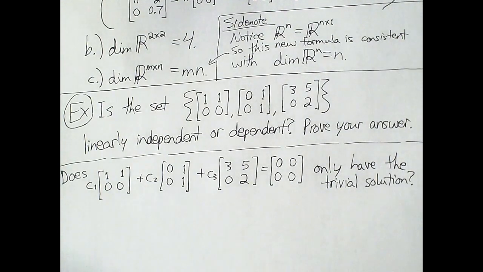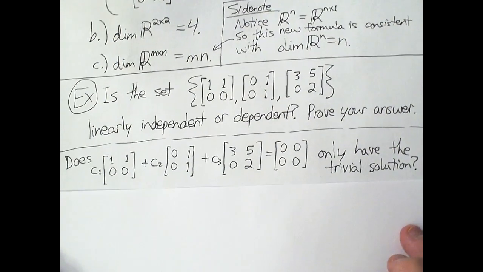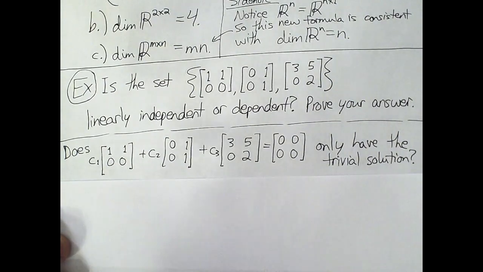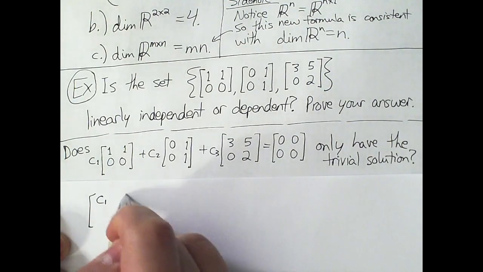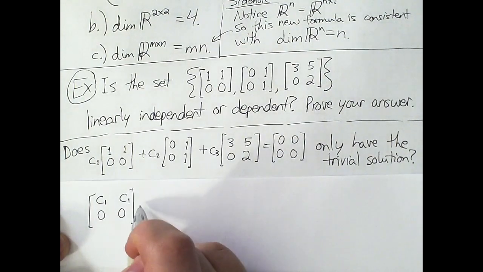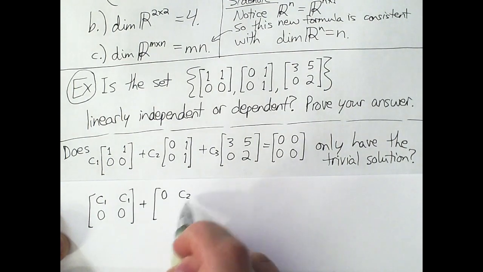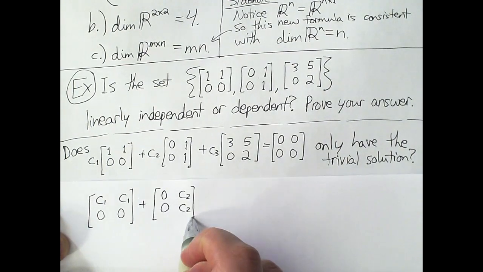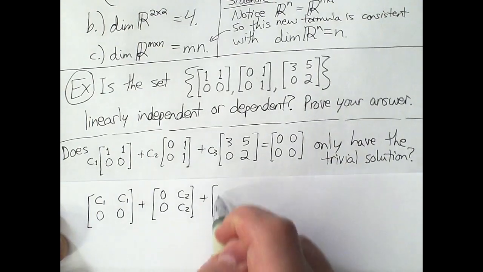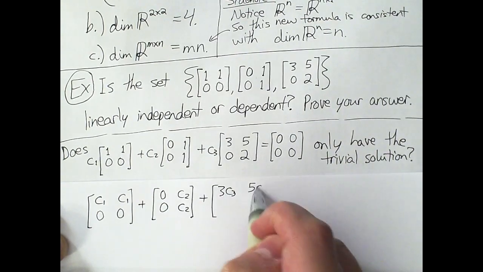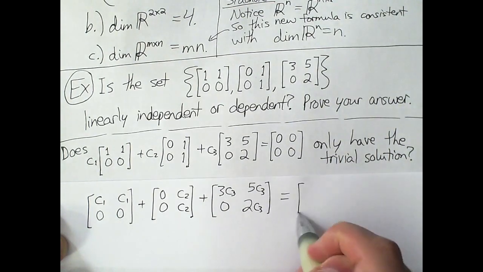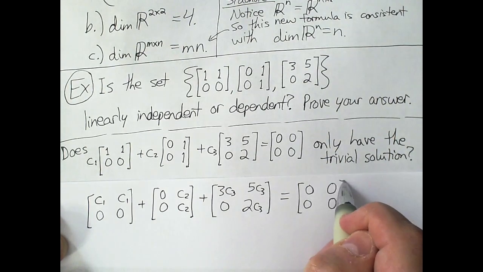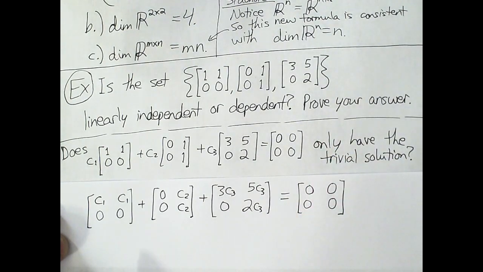Let's try to work with this. What can we do with this? Well, does the left-hand side equal the right-hand side? What would C1, C2, C3 have to be? How about this? Since we're doing scalar multiplication, just go ahead and do it. Bring the scalars inside: 3C3, 5C3, 0, and 2C3. We want this to add up to 0, 0, 0, 0. That is the 0 vector in this vector space.